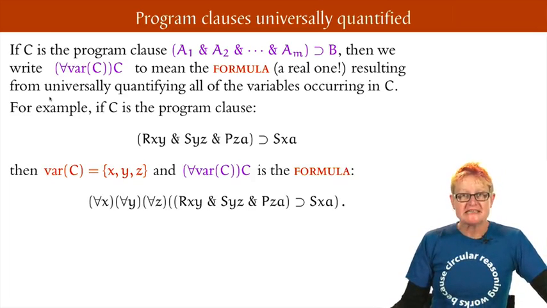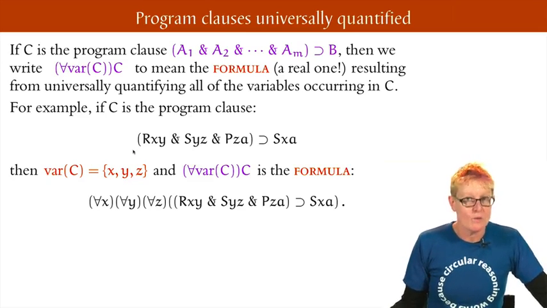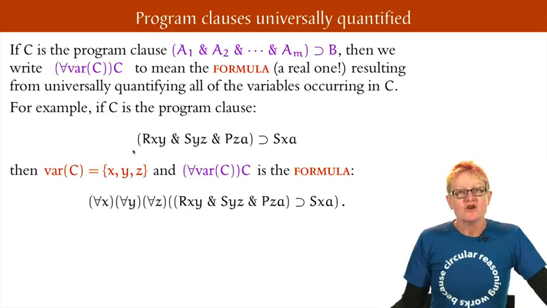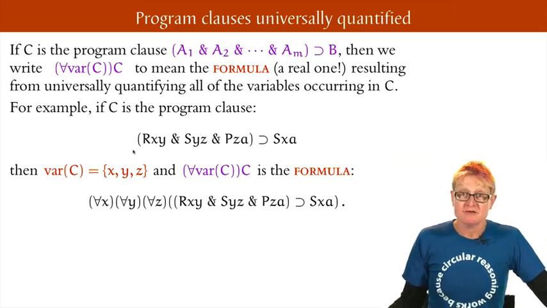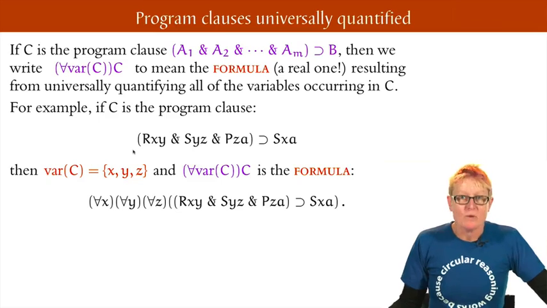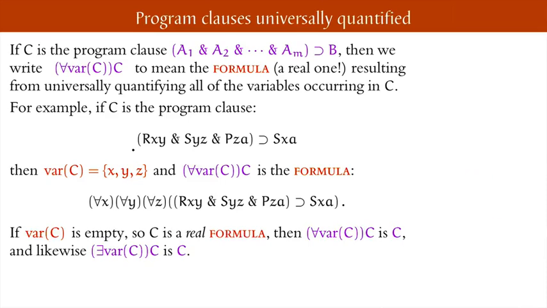A concrete example: if C is the program clause, if RXY and SYZ and PZA, then SXA, then the universal quantification of C is the real formula for all X, for all Y, for all Z, if RXY and SYZ and PZA, then SXA. For any star formula C, if there are no variables in C, then C is already a real formula, and either universal or existential quantification will add nothing, as there are no extra variables to quantify.